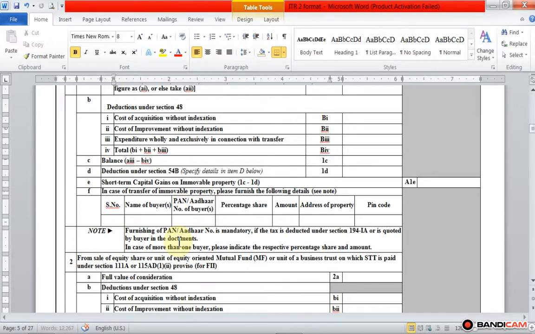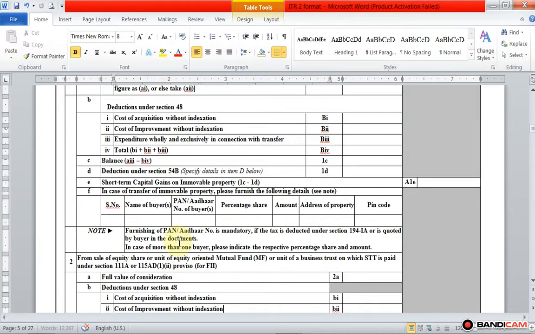Then PAN or Aadhaar card number of buyer. Then percentage of share. The percentage of share is very important. Whether the full property is purchased by the buyer, or half the property, or 25%, we have to mention it in the percentage of share column. Then amount, then address of property, and then pin code number of the address.